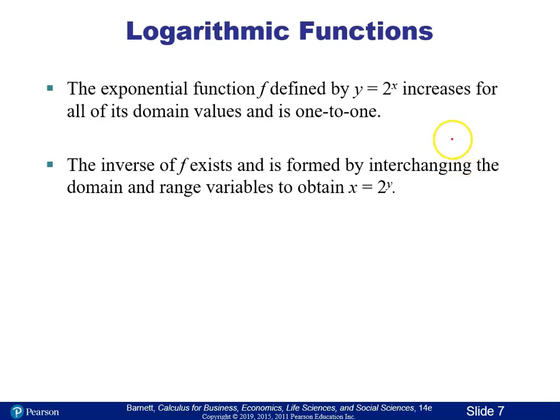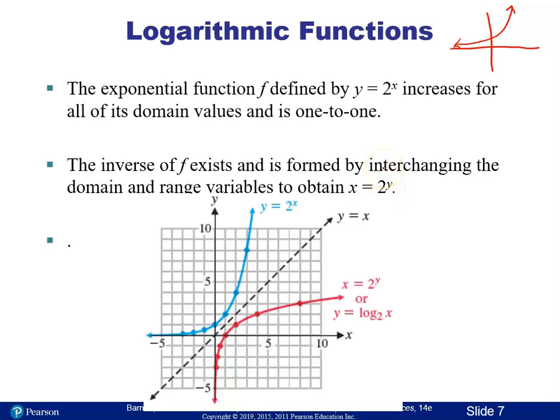If we look at the exponential function y equals 2 to the x, you remember that looked something like this. It was a growth function. It would be increasing for all domain values, and therefore it would pass the horizontal line test, and it would have an inverse. So we want to be able to find that inverse. The inverse comes about by interchanging the x and the y. But if we interchange the x and the y and then try to solve for y, we actually have to introduce something called the logarithm to do that.